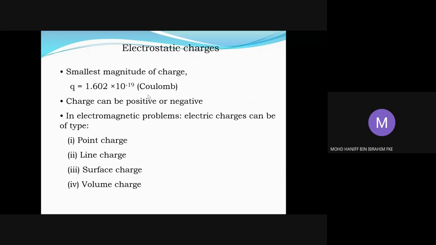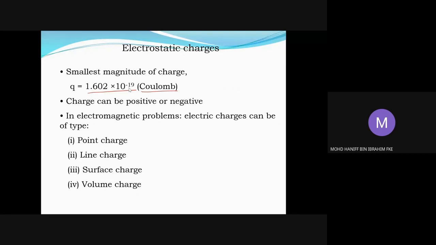Basically, electrostatic charges have the Coulomb unit. Coulomb is the unit for charge or electric charge. And we have the smallest magnitude of charge, Q, of 1.602 times 10 to the negative 19. That should be the smallest unit of charge, and the unit is Coulomb, as mentioned before. This charge can be of positive or negative type. We know that electric charges can be positive and negative.